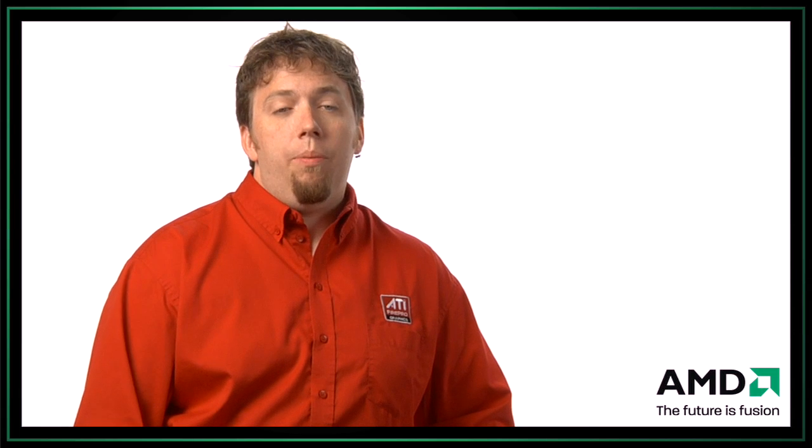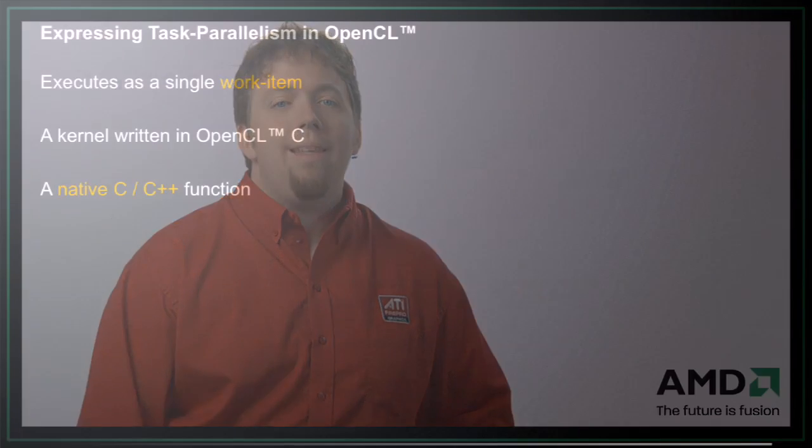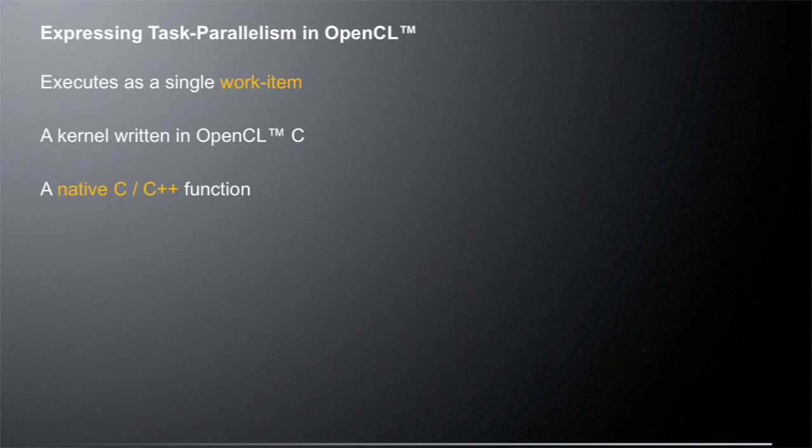Expressing task parallelism in OpenCL. We just talked about how to express data parallelism in OpenCL. It's also possible to express task parallelism. Here, we're going to execute a single work item as a task. And you can write your kernels either in OpenCL-C, which we'll be talking about in a later video, or as a native C or C++ function.